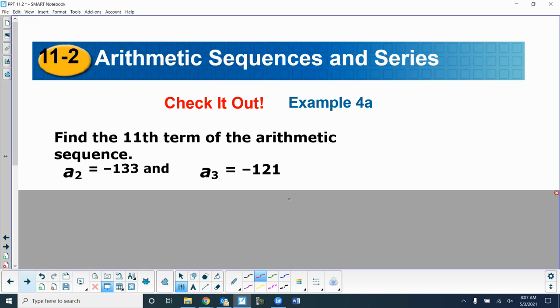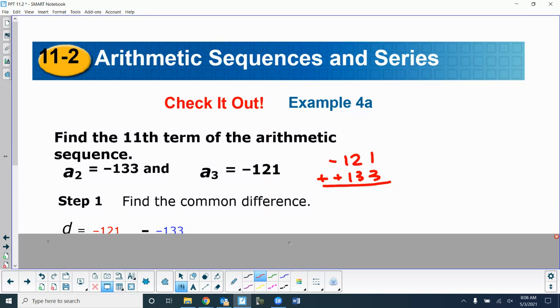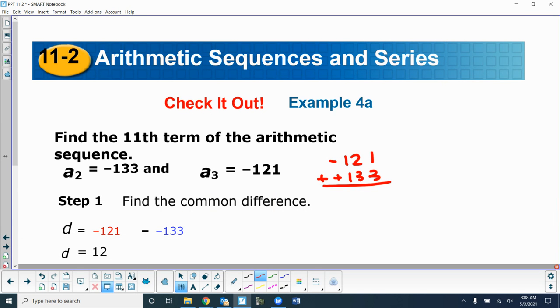Here you got to find the 11th term. This is real easy though, because what do you know about these two? They're right next to each other, right? So all I got to do is subtract them, right? So what's negative 121 minus a negative 133? What's minus a negative? Positive, right? Get 12 again.